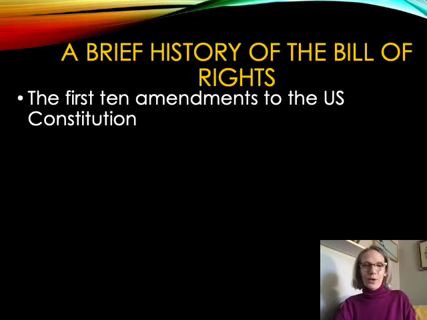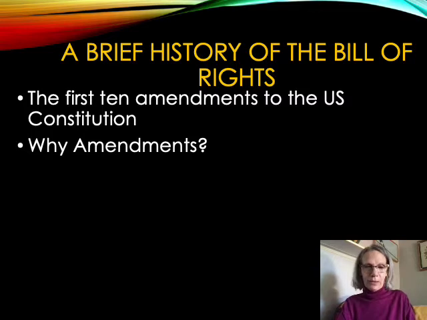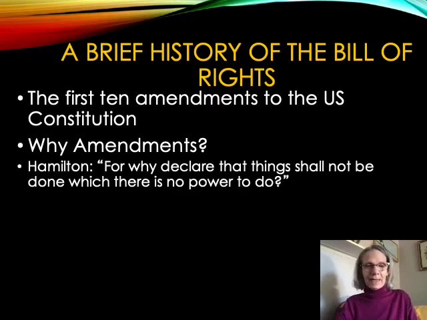So as we know, the Bill of Rights is the first 10 amendments to the United States Constitution. There are 27 amendments, and the Bill of Rights makes up the first 10. You might be wondering, why are these amendments? Why aren't these personal freedoms, these civil liberties, in the body of the Constitution? Why aren't they in Articles 1 through 7 somewhere? Why did they have to be added as amendments?